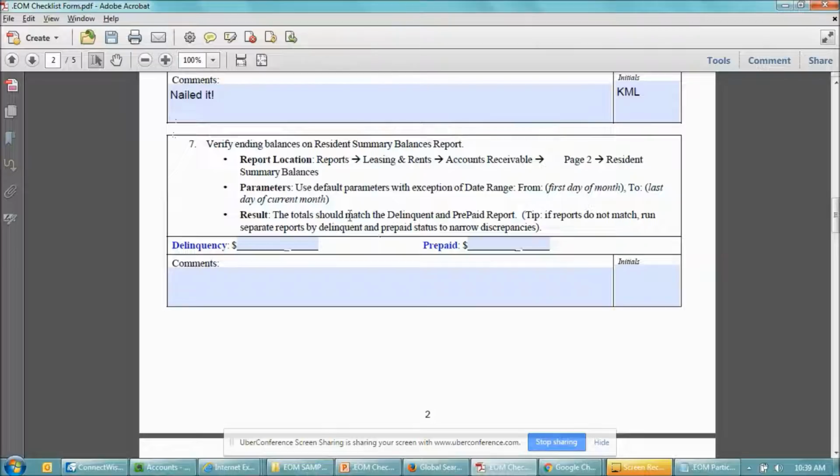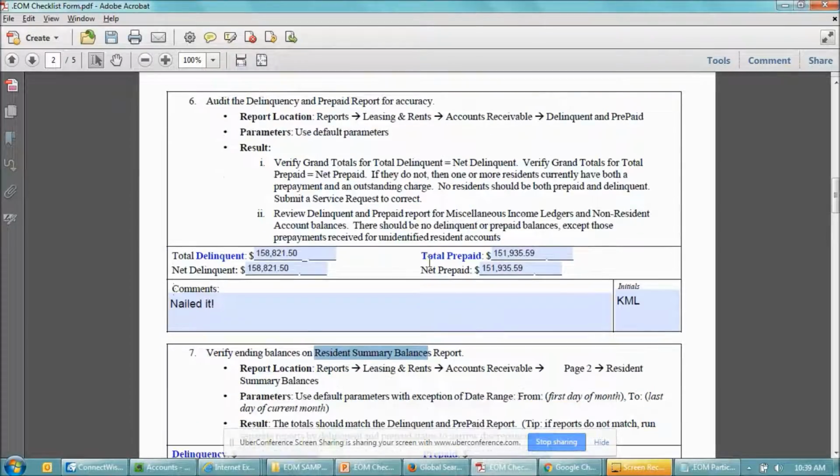All right. Next is number 7, our ending balances, our resident summary balances report. Kim, Alex, sorry. Yes, there's a step in there that we didn't look at, the miscellaneous income ledgers and the non-resident account balances.